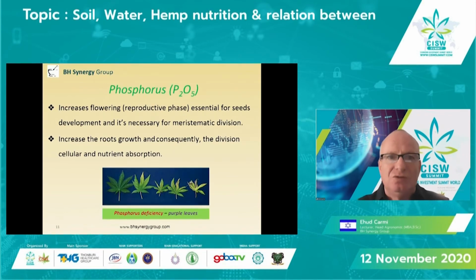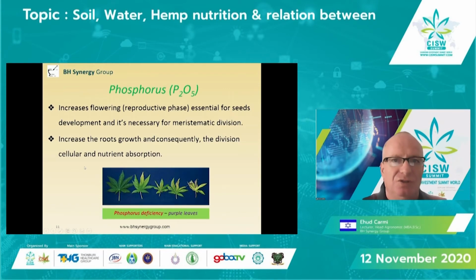the roots get bigger and bigger, and the plant starts to grow up, but it mostly increases our flowering and reproductive phases. And for our crop, the hemp crop, the most interest for us is the flowers. It increases the root growth, the division of the cells, and nutrient absorption.